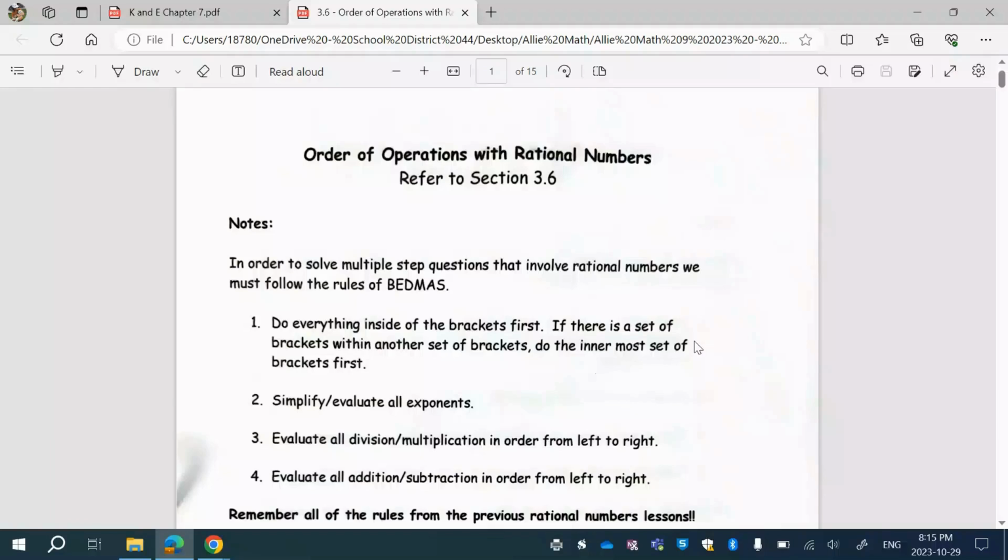Hello, everybody. This is 3.6, the last lesson in the chapter. And basically, now we're just putting it all together. So, this is looking at order of operations with rational numbers. To remember, in order to solve multiple step questions that involve rational numbers, we must follow the rules of BEDMAS, just like in everything else.